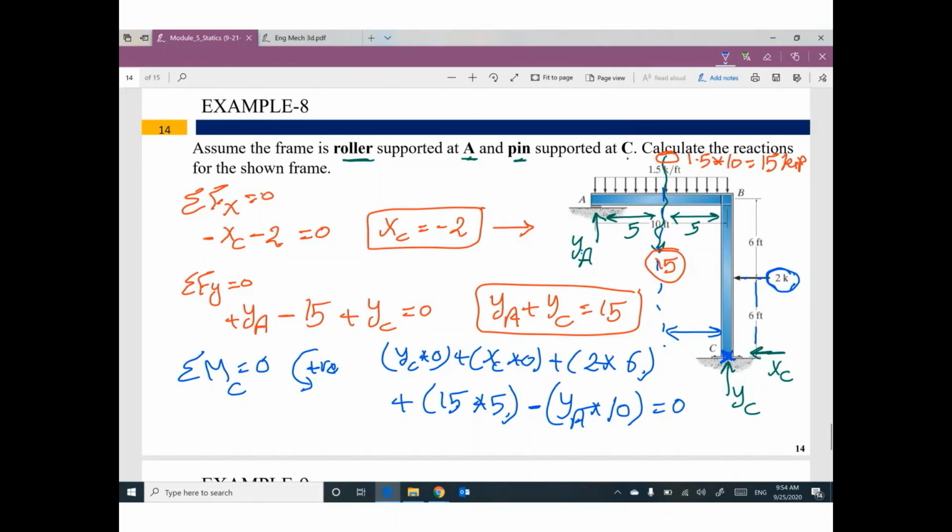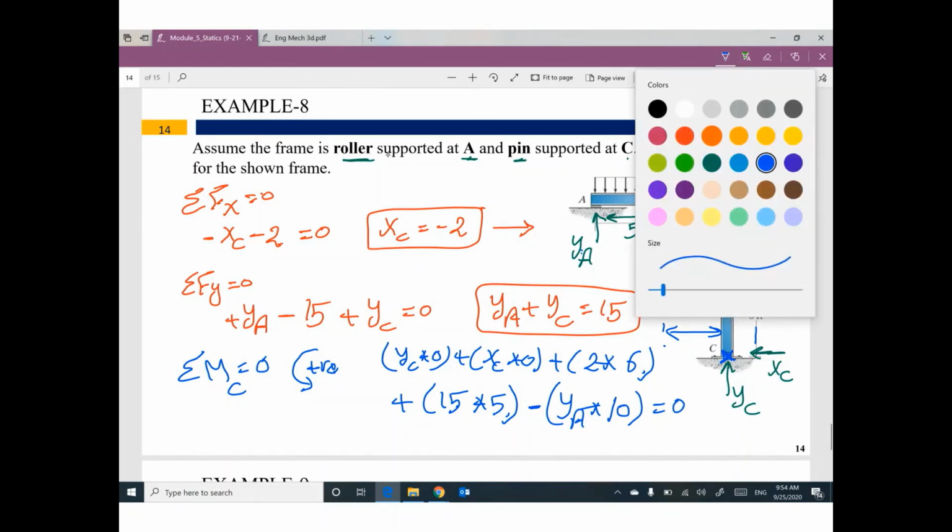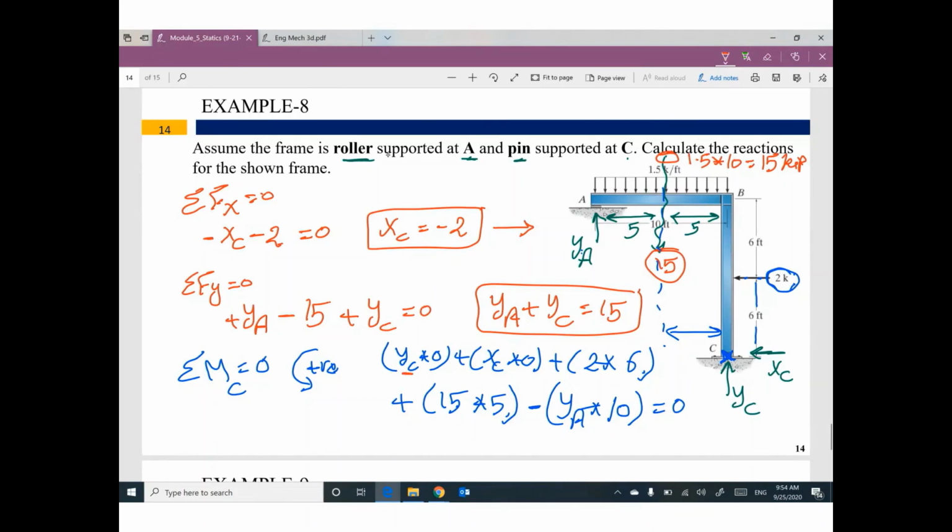Guys, please remember, if you have a force, this force will need distance to make a moment. But if you have a moment, we don't need distance. So this one will be cancelled. This one will be cancelled. The only unknown here will be YA. So I can figure it out. Go back to this equation, put YA, and then you can figure the value of YC.